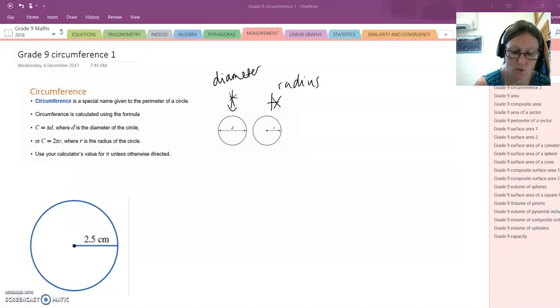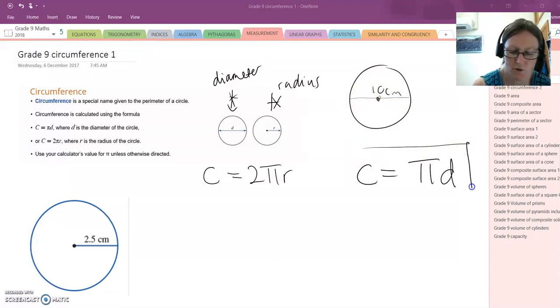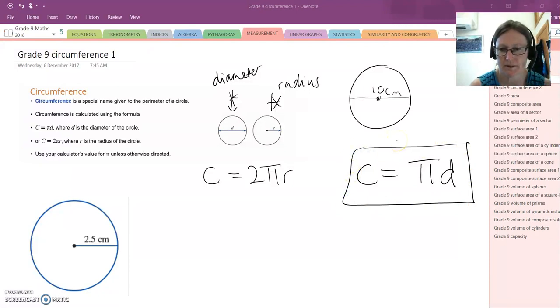So there are two formulas for circumference. C is equal to 2 pi r, or C is equal to pi d. So if I'm given the diameter in a problem, so if this is my circle and I'm told that the distance across there, the diameter, is 10 centimetres, then this is the formula I'll choose because I'm given the diameter.